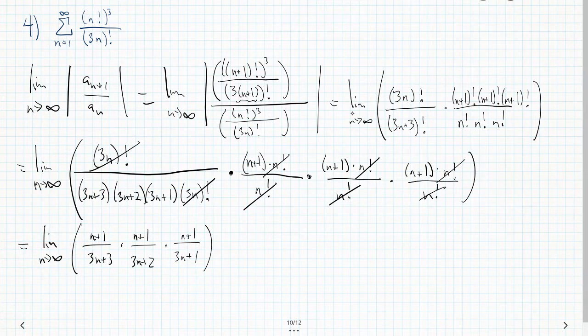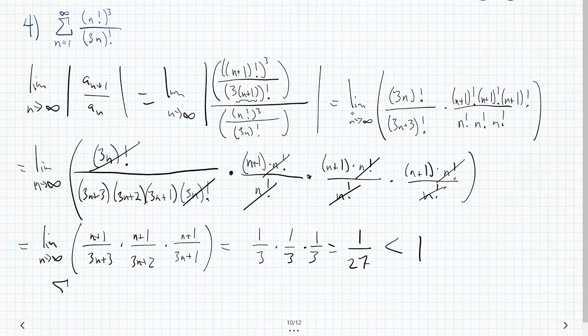So now, taking a look at each of those, you can use L'Hopital's rule on each one separately. And so you get 1 over 3, 1 over 3, and 1 over 3. So you get 1 over 3 times 1 over 3 times 1 over 3. And so that ratio test did come to the rescue once again. This was 1 over 27, which is less than 1.